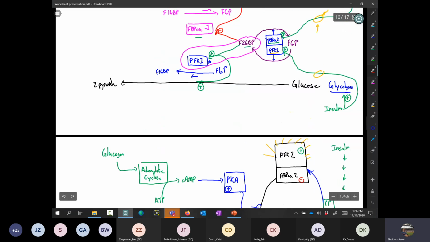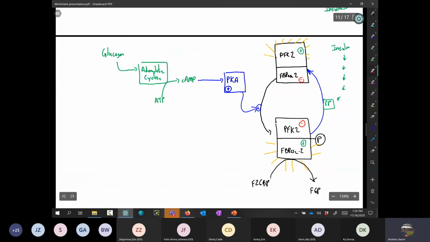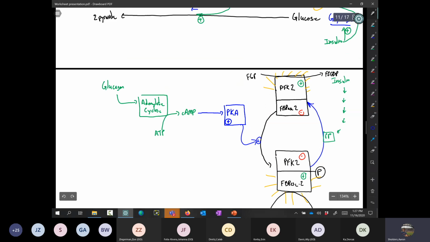I'll come right back to this. I know some of you are still copying that down, but it fills in essentially right here and here. And just to be clear here, this is going to take essentially fructose 6-phosphate and make fructose 2,6-bisphosphate. Okay, and then do those things that we've talked about on the slide right above this one.